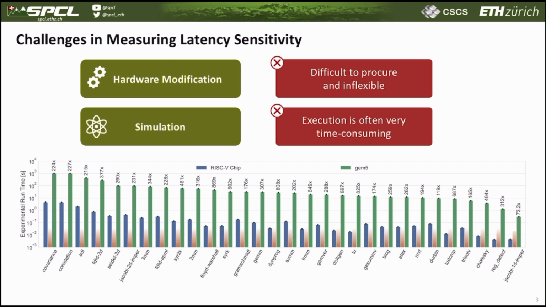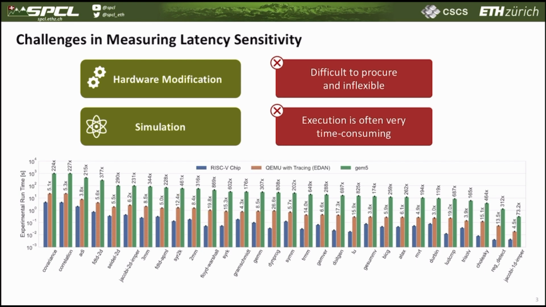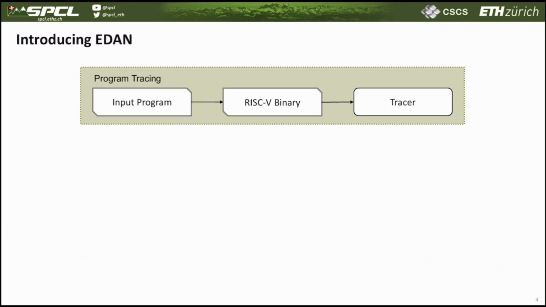But instead, with our tool that I will now present with EDAN, we can get the same information, like this latency sensitivity information, out with only about a factor of 10 of slowdown compared to the actual run. So how do we do that? Our toolchain looks, from a high level, like this.